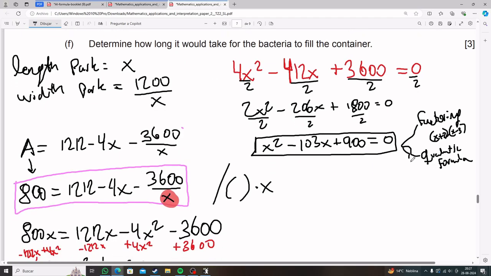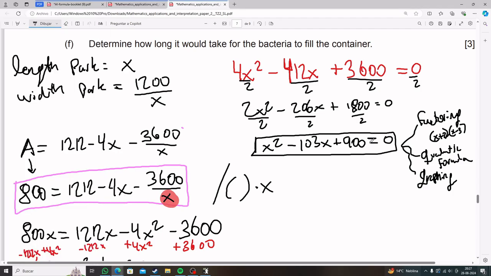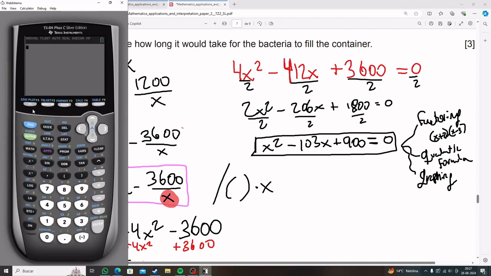But what a lot of you are probably used to is simply graphing. Okay, so if you go ahead and graph this, you can find where x equals 0 because you do have it equal to 0. See? So you can go to y equals, make sure it's all clean, you put x squared minus 103x plus 900.